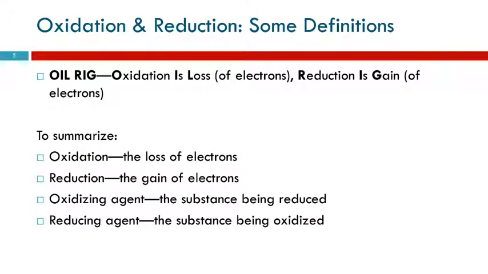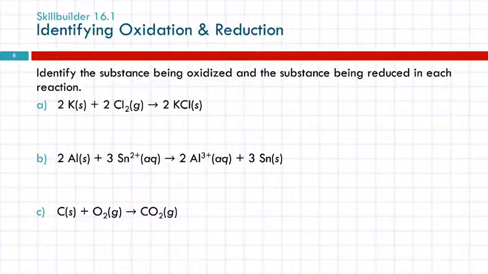There's OIL RIG and the summary here. So identifying oxidation and reduction. In each of these reactions, identify the substance being oxidized and the substance being reduced. So let's look at this first one. We've got potassium reacting with chlorine to form potassium chloride. How do you go about figuring this out? Well, see if anything is changing charges, actual ion charges.